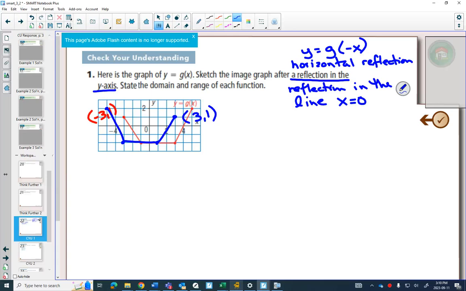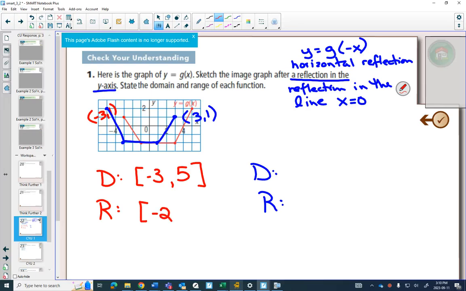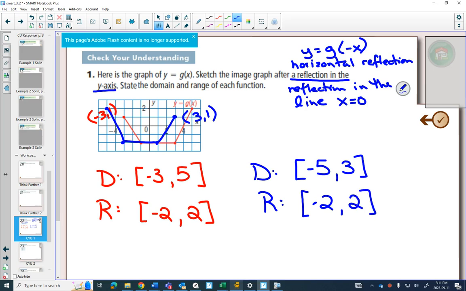Read the question. State the domain and range of each function. So I will color code. Domain: smallest x value on the red one was -3. Largest x value on the red one, +5. For the range, smallest y value, -2. Largest y value, +2. On the blue one, smallest x value now, -5. Biggest x value is 3. Smallest y value, still -2. Biggest y value, still +2.